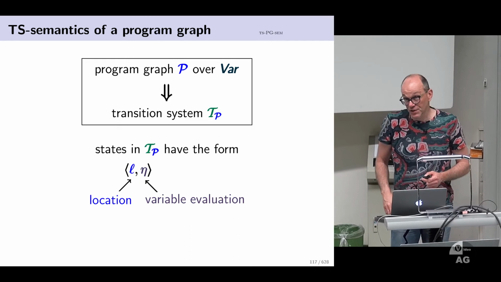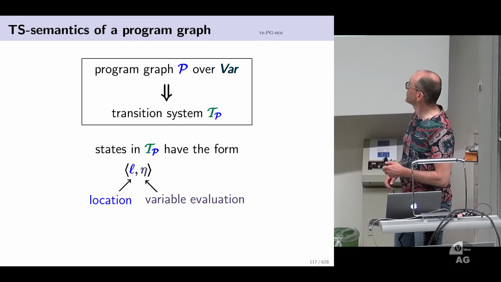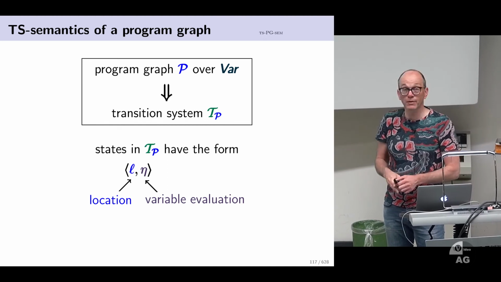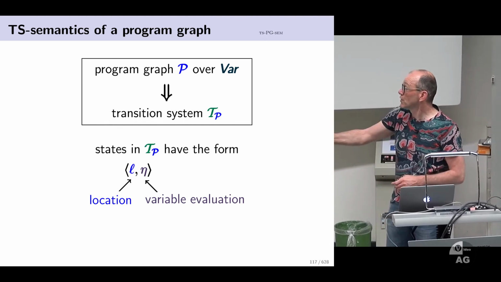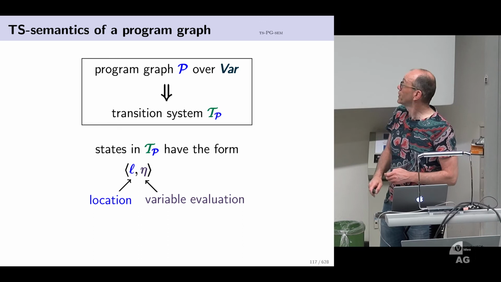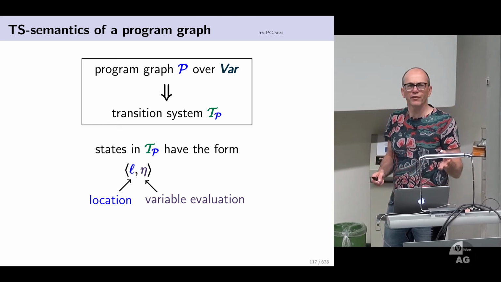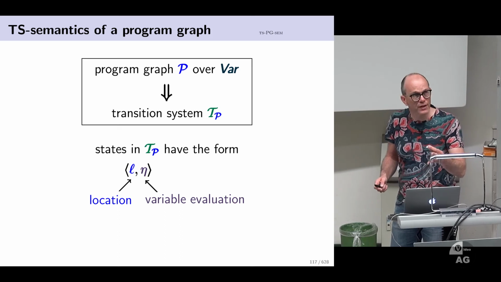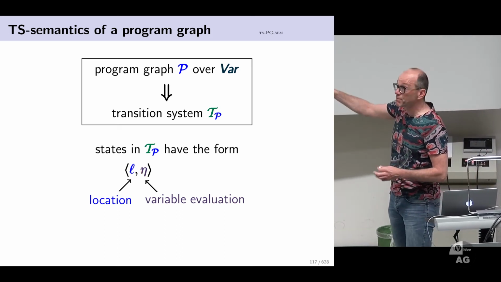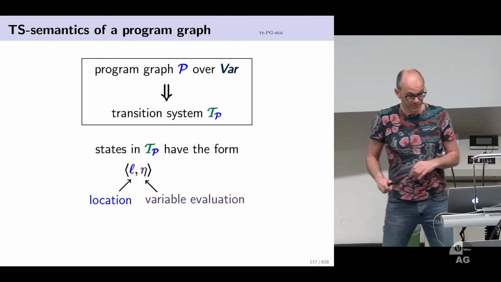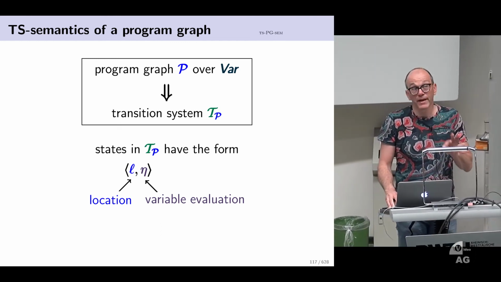Now, what are the states? I told you that the states actually contain two things, namely the program counter, which means locations, those vertices over here, plus the values of all the variables. What were the values of all the variables? Well, those were functions, right? So these are functions eta that map variables to values. Good. So states are pairs.